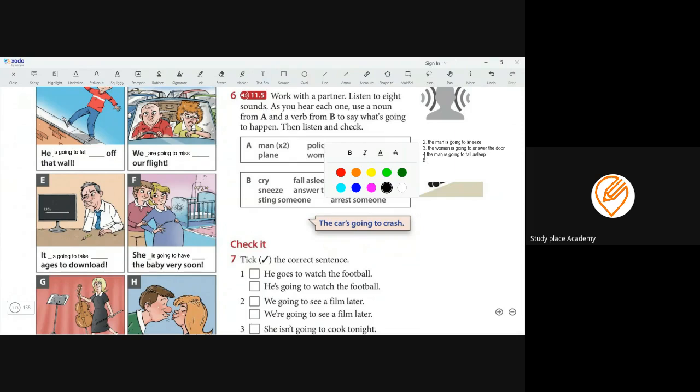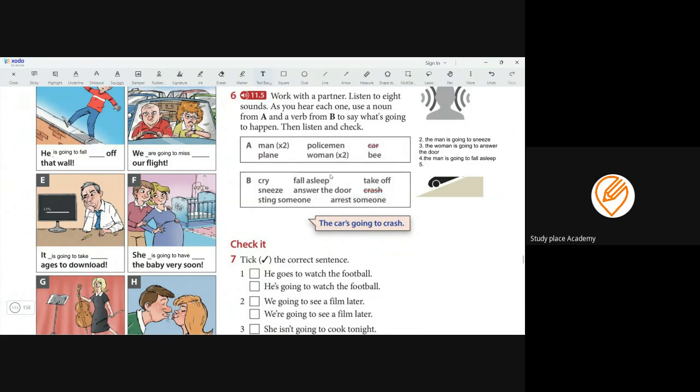Number 5. Hey, you! Stop! You're under arrest. Okay. I'll come quietly. Okay, so we have a policeman and he's going to arrest someone.